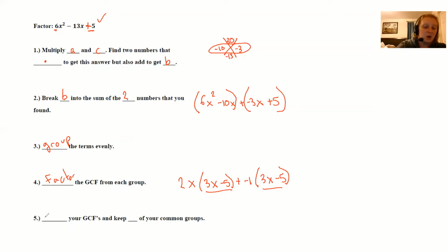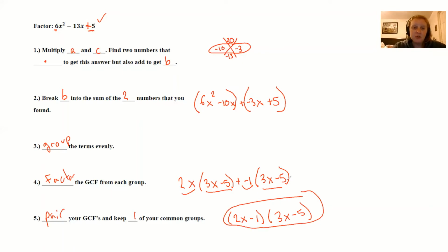So all we have to do at this point is pair our GCFs together. So the 2x and the -1 will go together in their own little parenthesis. Now, I'm not going to write plus -1. I'm just going to write -1. All right. And then what we do is we keep one of our common groups. So they're the same, but you just keep one of them. So you're going to have a 3x minus 5. All right. And that is factored.